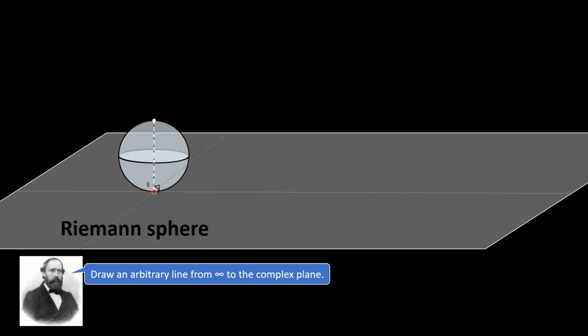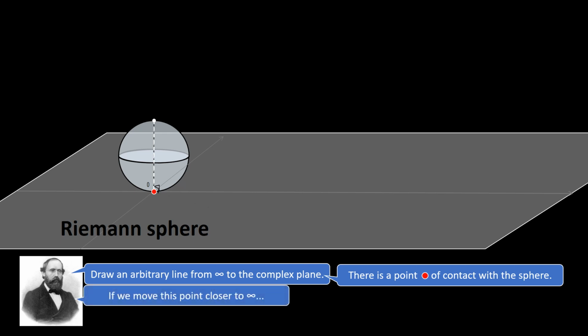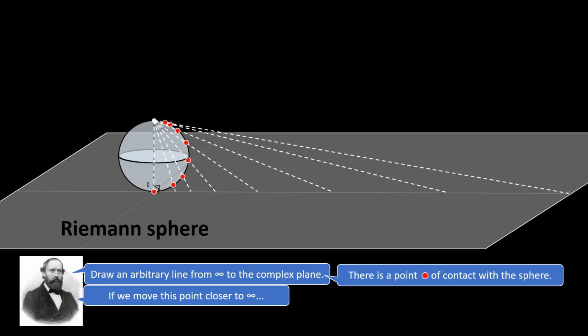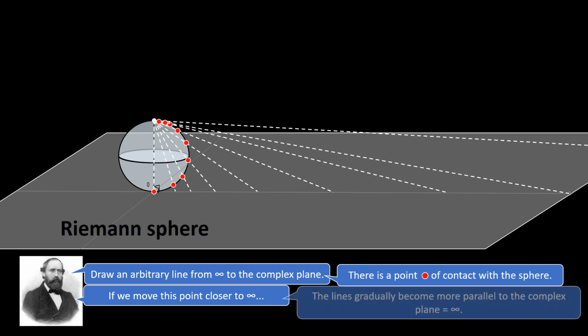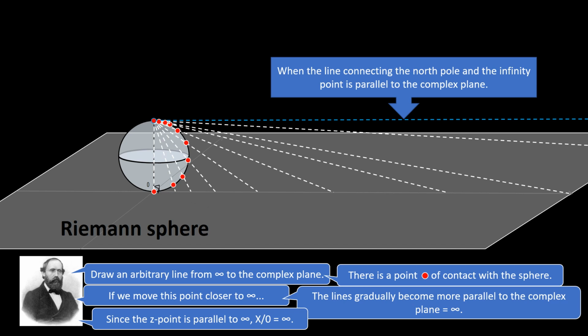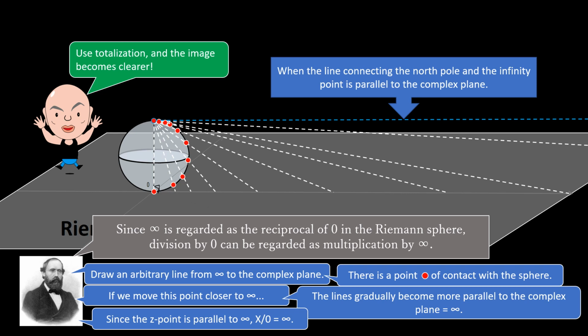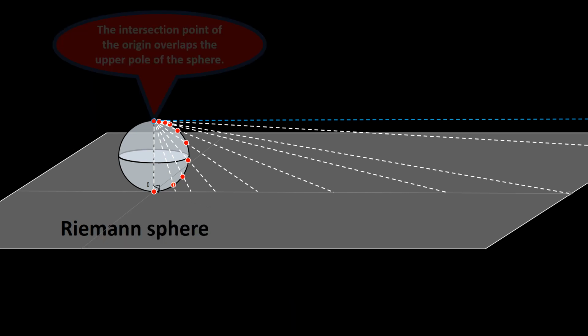Draw an arbitrary line from infinity to the complex plane. There is a point right out of contact with the sphere. If we move this point closer to infinity, the line becomes gradually more parallel to the complex plane, which means infinity. When the line connecting the north pole and the infinity point is parallel to the complex plane, since infinity is regarded as the reciprocal of 0 in the Riemann sphere, division by 0 can be regarded as multiplication by infinity.